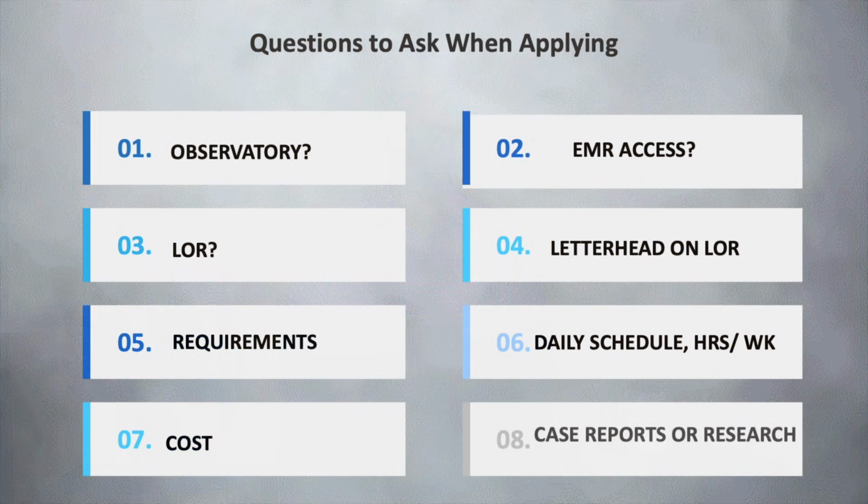Next, you want to ask about the cost. Generally, a telerotation can cost anywhere from $1,500 to $3,000. I know this sounds like a lot of money, but still this is much cheaper compared to a normal rotation, because with that you also have to pay for your travel, food, accommodation.